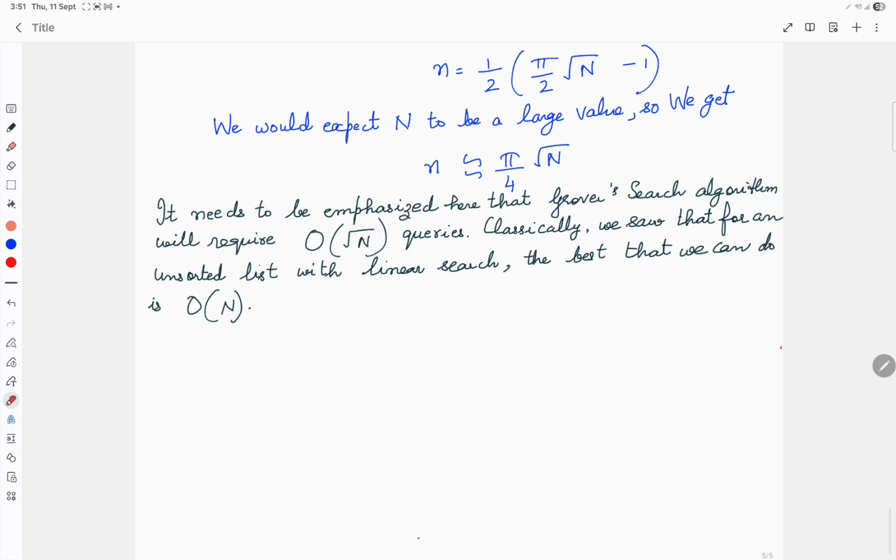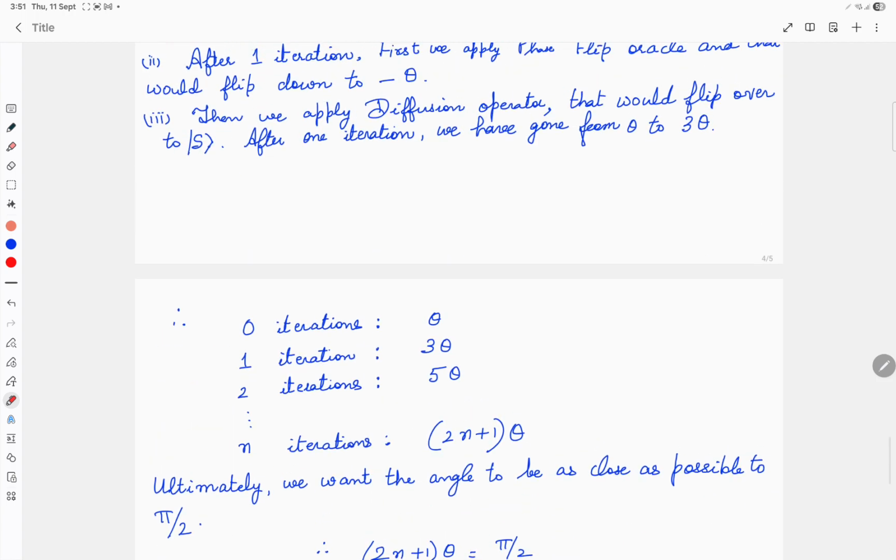It needs to be emphasized here that the Grover search algorithm will require order under root n queries. Classically, we saw that for an unsorted list with linear search, the best that we can do is order of n. So if you compare order of under root of n with order of n, we achieve a quadratic speedup with Grover's algorithm.